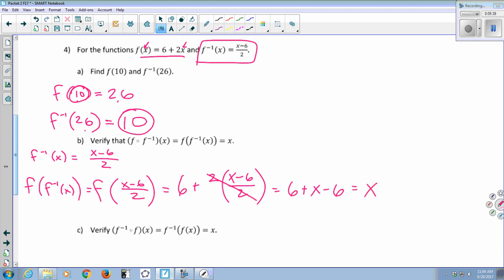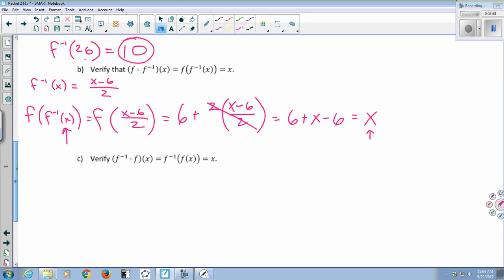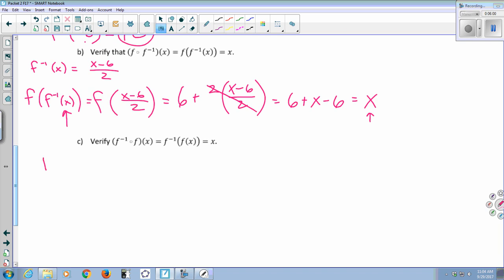So I do have a round trip, right? My original input was x. If you plug into f inverse and then the result into f, you get x back. And the reverse should also work. Okay, so my f of x is 2x plus 6.